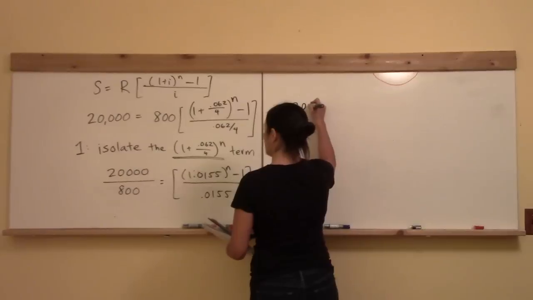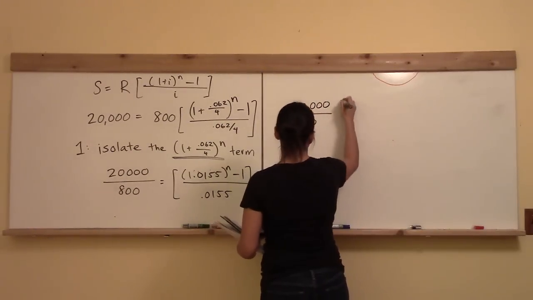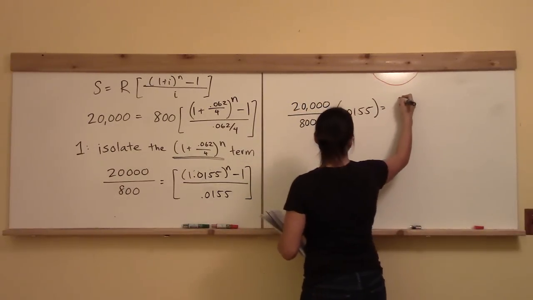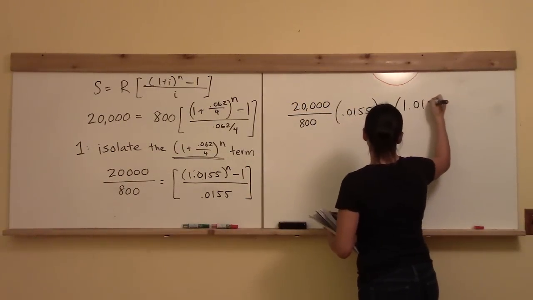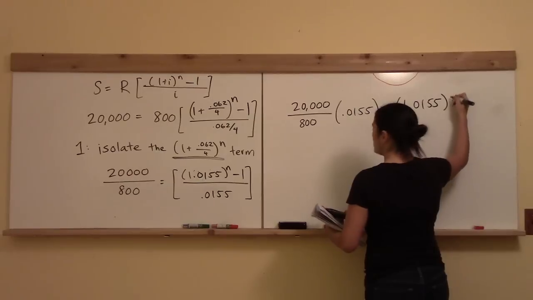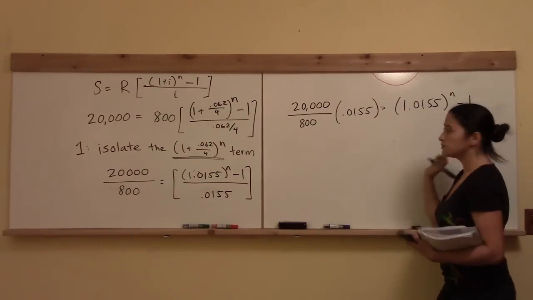So on this side, I'm going to get 20,000 over 800, and I'm going to multiply that by 0.0155. And then on the other side, I'm going to get 1.0155 raised to the n minus 1. Yeah, that looks pretty good.